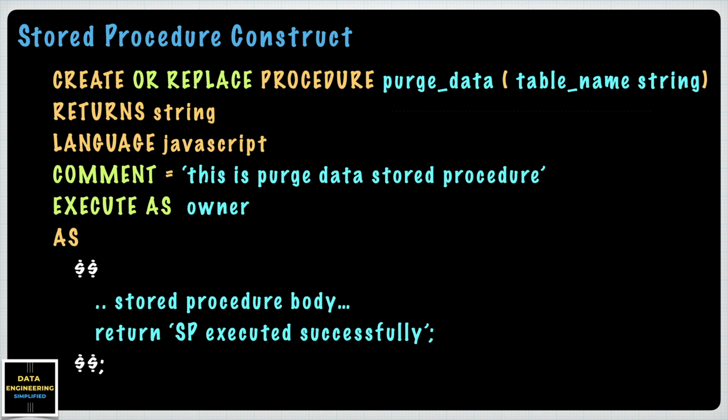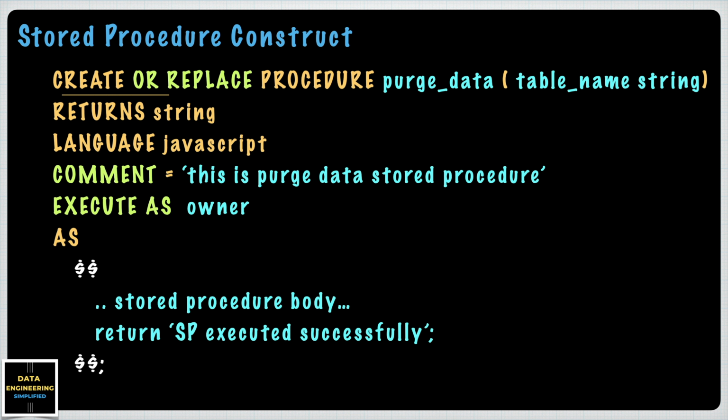After the keyword procedure, you have to give the procedure name followed by the input parameters, where the parameter name must be defined first followed by the data type. In this case, the procedure name is purge data and table name is the first input parameter and it is of data type string. You can see that user provided values are marked in a different color, like comments, execute as owner, and stored procedure body.